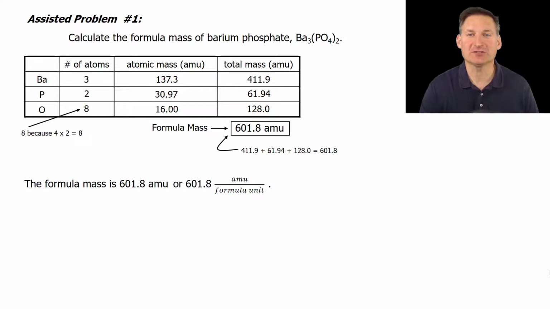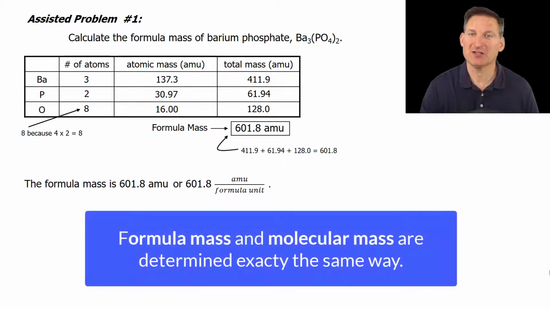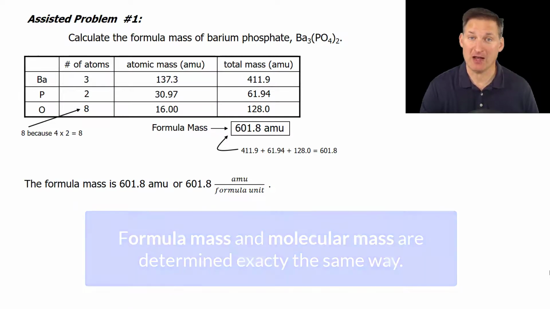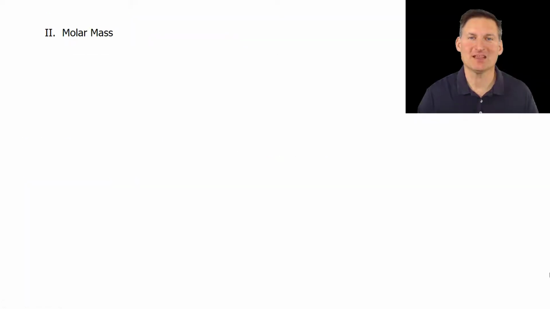As a side note, the term molecular mass can be used in place of formula mass when referring to molecular compounds. So if you're ever asked to calculate the molecular mass, you do the calculation exactly the same way. The only difference is the units would be AMUs per molecule. Let's now move on to molar mass. Not molecular mass, molar mass.